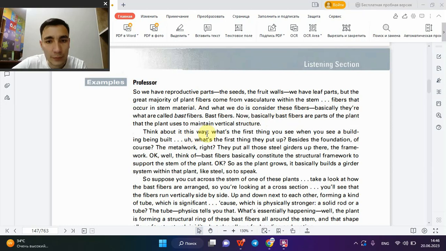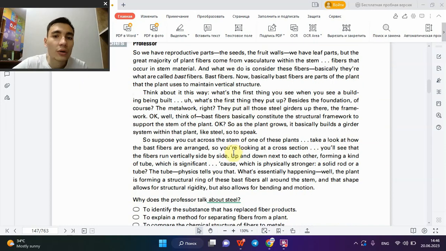Think about it this way. What's the first thing you see when you see a building being built? What's the first thing they put up besides the foundation? Of course, the metalwork, right? They put all the steel girders up there, framework. Okay, well, think of bast fibers basically constitute the structural framework to support the stem of the plant. Okay, so the plant grows, it basically builds the girder system within the plant like steel, so to speak.